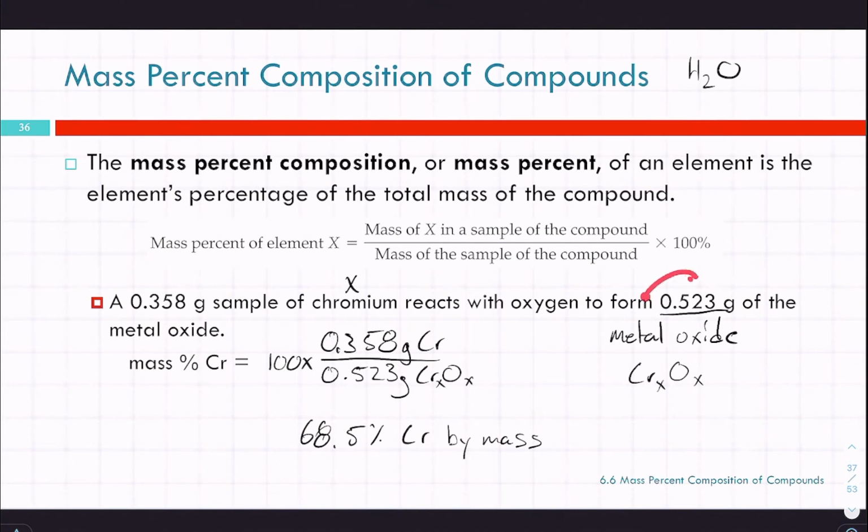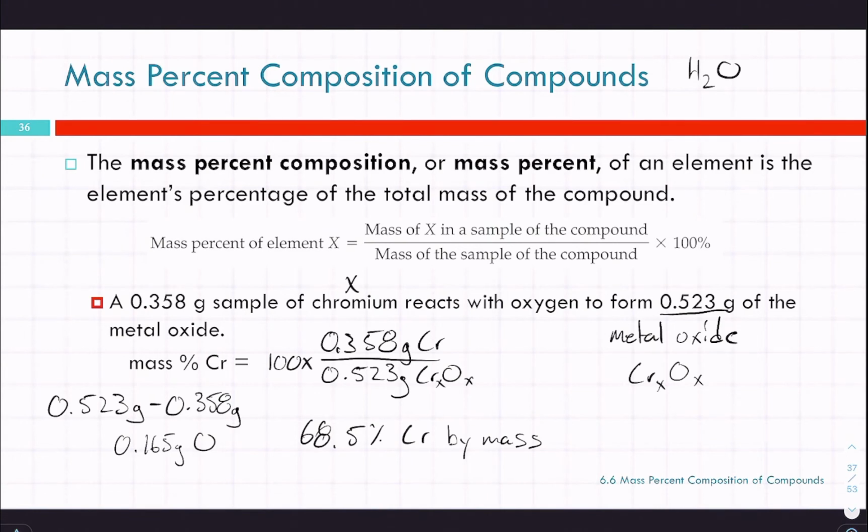So if we do 0.523 grams minus our 0.358 grams, that will give us the mass of oxygen that was added to the compound. So 0.523 minus 0.358. So we added 0.165 grams of oxygen. And we can use the same formula to calculate our percent mass of oxygen. Because sometimes it won't just be chromium and oxygen. There will be other things, so you can't just do the percent chromium and then get the rest of it as oxygen.